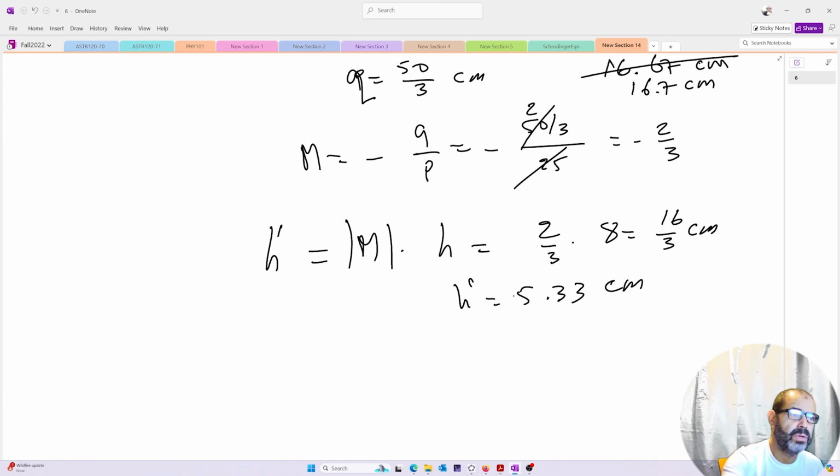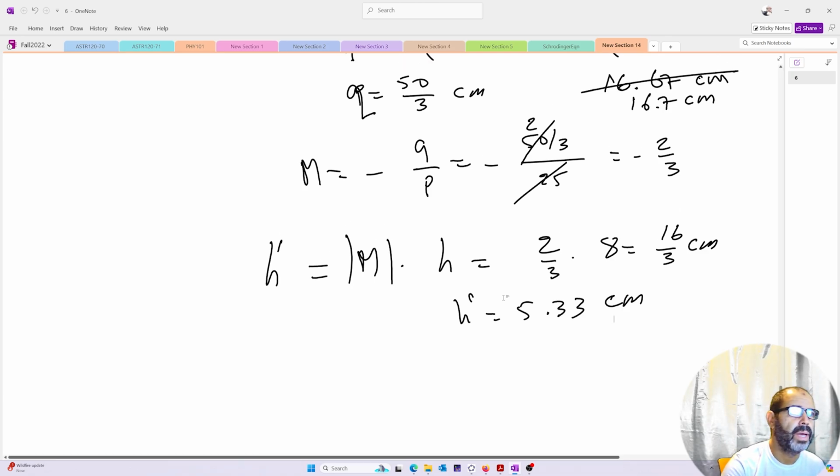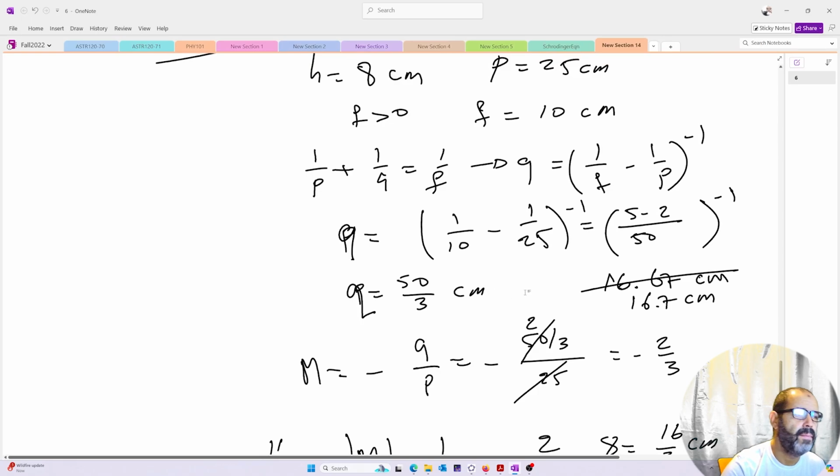Is the image real or virtual? This image is real, because Q is positive.